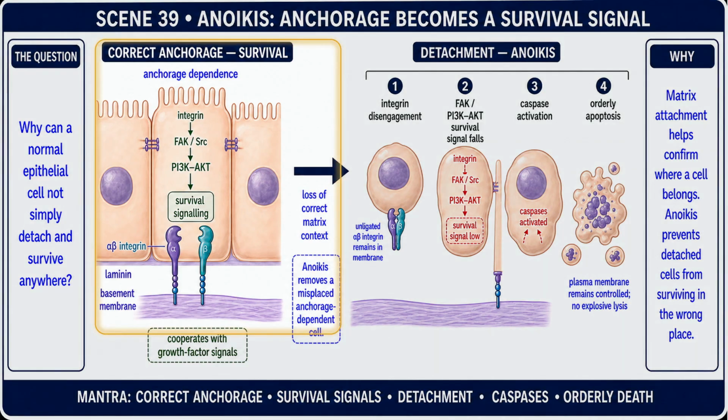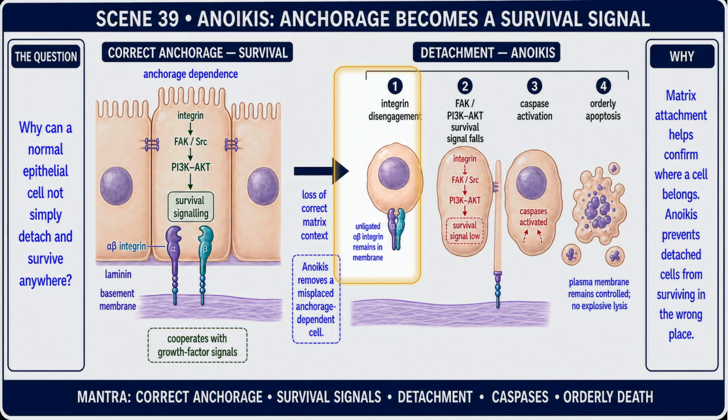For many epithelial cells, correct attachment is not optional. Integrins bound to the basement membrane help confirm that the cell is in the right place. This is anchorage dependence. In the attached state, integrin signaling through FAK, SRC, and PI3K-AKT cooperates with growth factor signals to support survival. The matrix is therefore providing context as well as mechanical support.